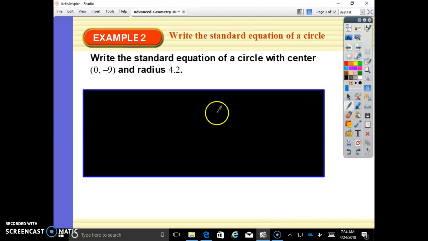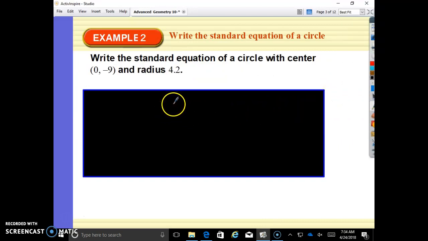Write the standard equation of a circle with a center of (0, −9) and a radius of 4.2. I want to give you guys a minute to try this, so pause the video and attempt this problem. All right, now that you've taken a couple minutes to attempt this problem, let's go over it.